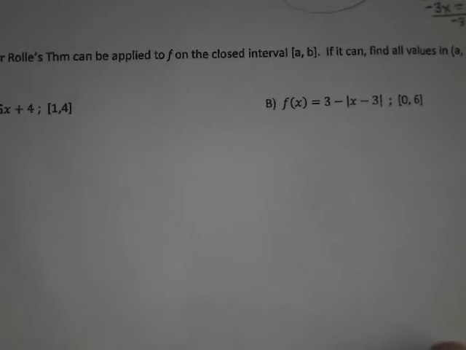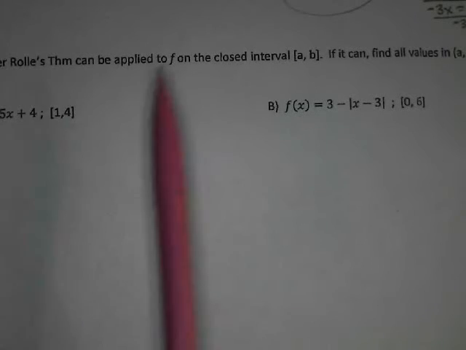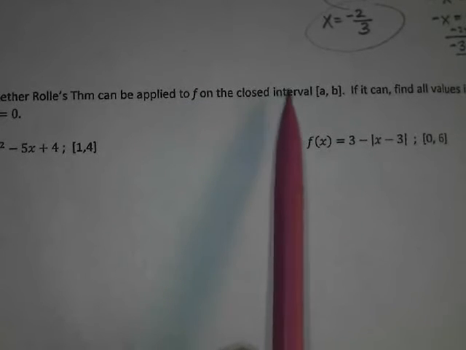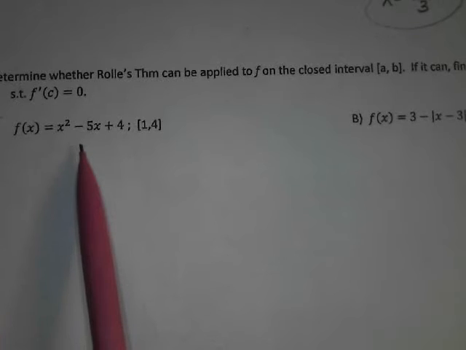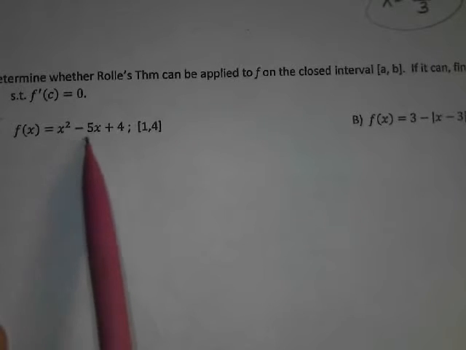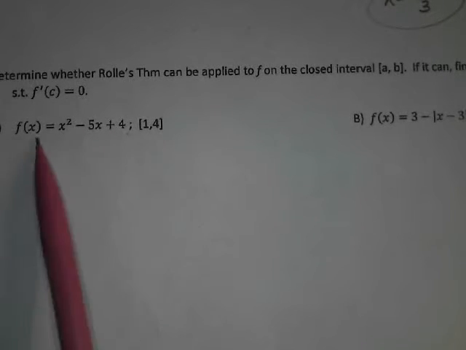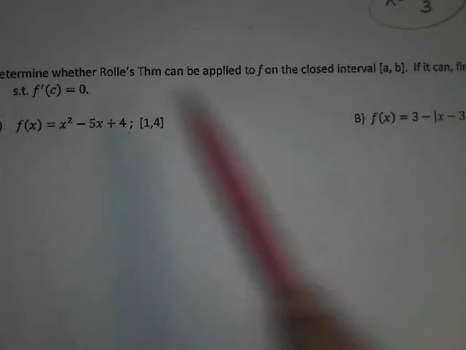All right. Next set of examples, determining whether Rolle's theorem can be applied. Again, the two restrictions for that are, is the function continuous and differentiable? So looking at this first one, is this function continuous? Yes, it always is. And it's always differentiable, so the interval is not that important. So if it can, find all the values in A and B such that f prime of C is 0.